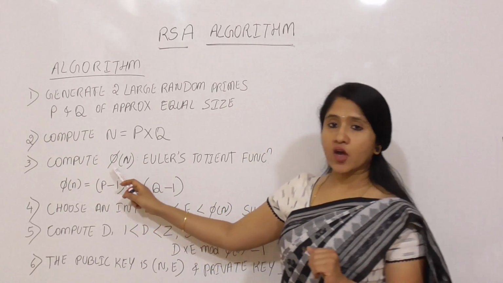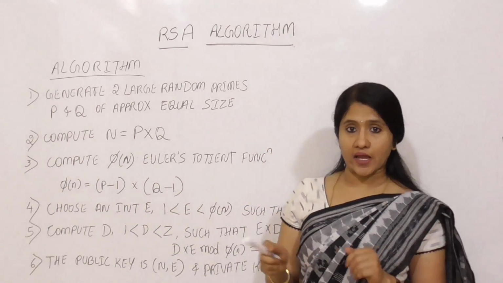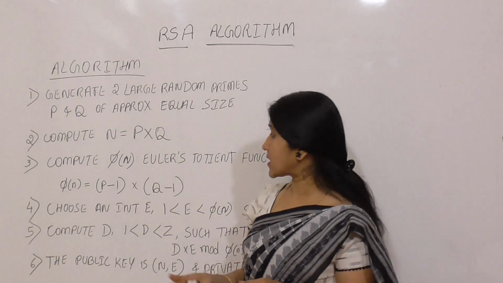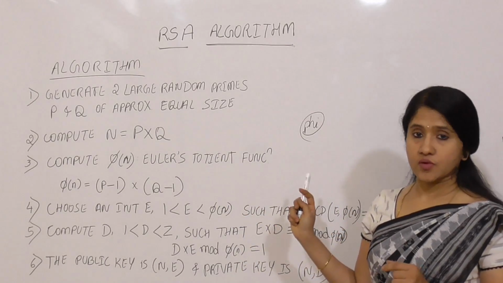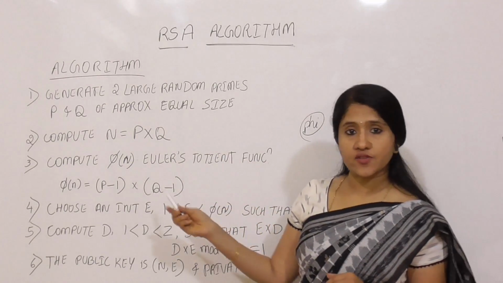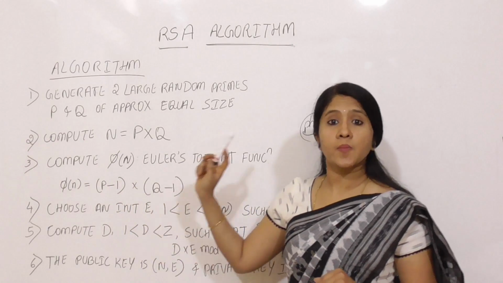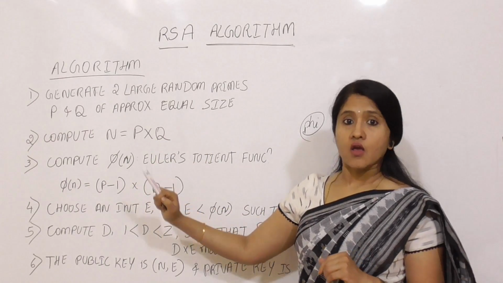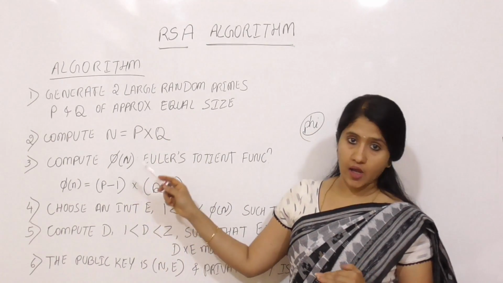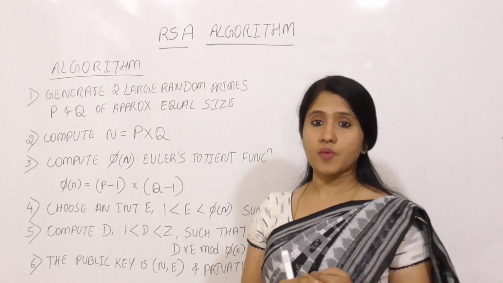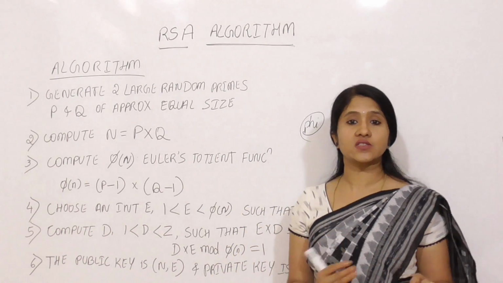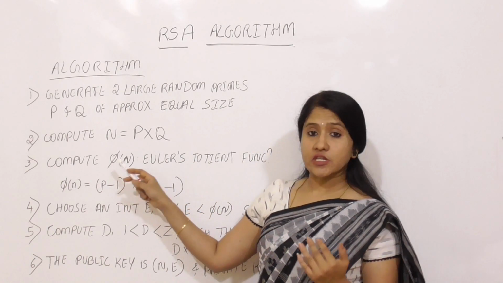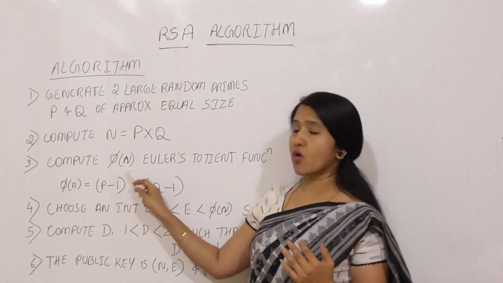Next, compute phi of N. We call it the function phi. So what is this actually? It is called Euler's totient function. What does it identify? This function phi counts all the positive integers up to n, whatever number we are giving, which are relatively prime to n. I am not getting into the details of relatively prime because you have already studied that in your maths. If the concept is not clear, just refer back to your math subject.